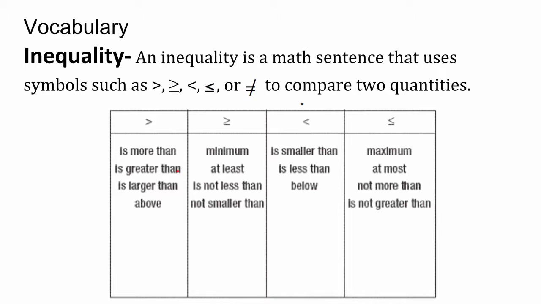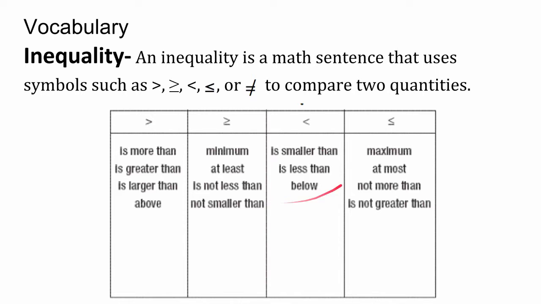The next symbol, I've already identified it on your note sheet. We refer to this symbol as greater than or equal to. It's the greater than symbol with half an equal sign. Go ahead and highlight that on your note sheet in the chart. And then underneath it, will you please write another way to represent that symbol is to say minimum, at least, is not less than, and not smaller than.